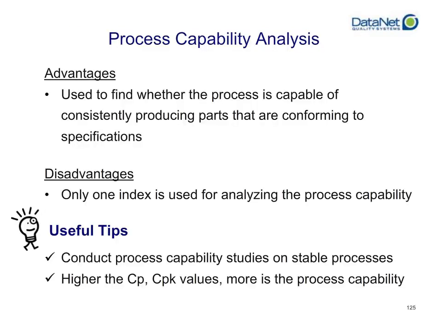So, a summarization of the advantages and disadvantages of process capability analysis. Why do we use it? The advantage is that it is used to find whether the process is capable of consistently producing parts and products that are conforming to specifications. It gives us an objective grade and a way to do that. The disadvantage is that when the index is used for analyzing the process capability, you can't just use CP. You can't just use CPK. You need to use these things in context. You need to use these tools with other factors.